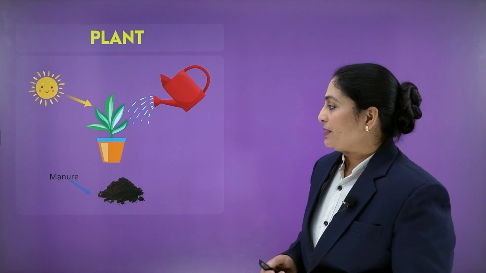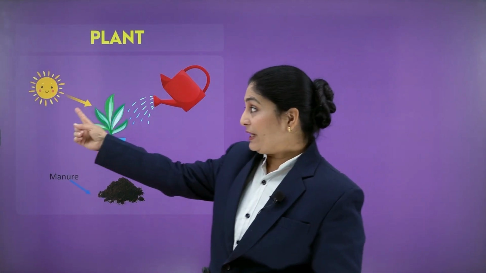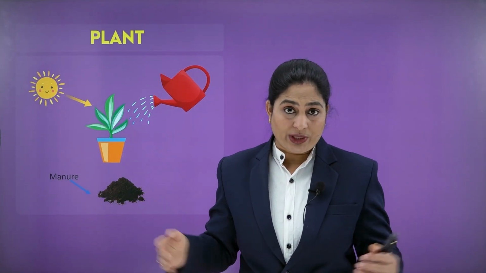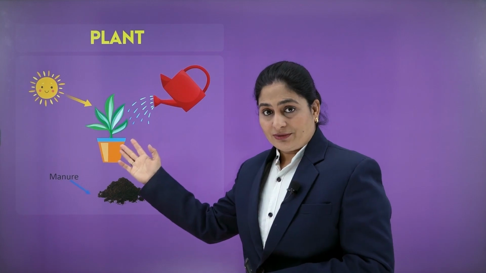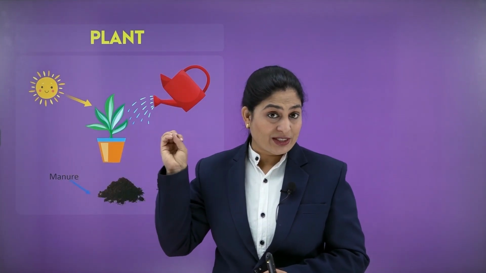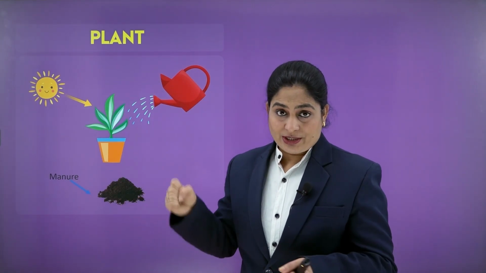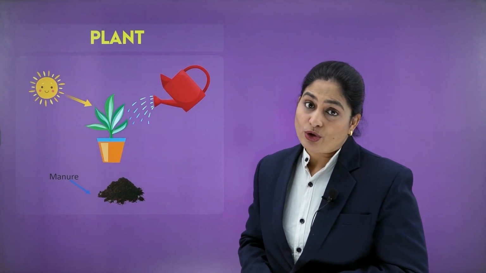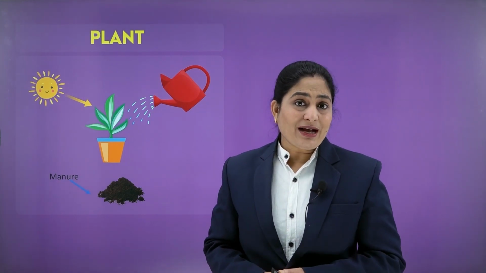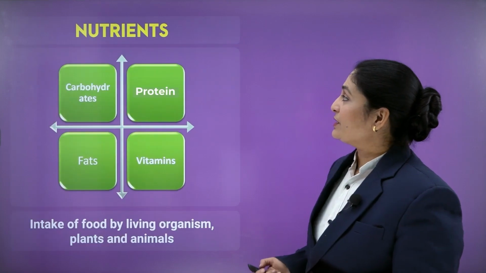Now, let us talk about plants. What is the food for plants? What are the nutrients that plants need? You have observed that plants need sunlight. You must have seen that plants require sunlight, and without sunlight they do not grow well. They need water. If you do not water your plants, the plants will not grow. They will dry after some time without water. At the same time, manure is also required for the growth of plants. So these are the nutrients that a plant needs.